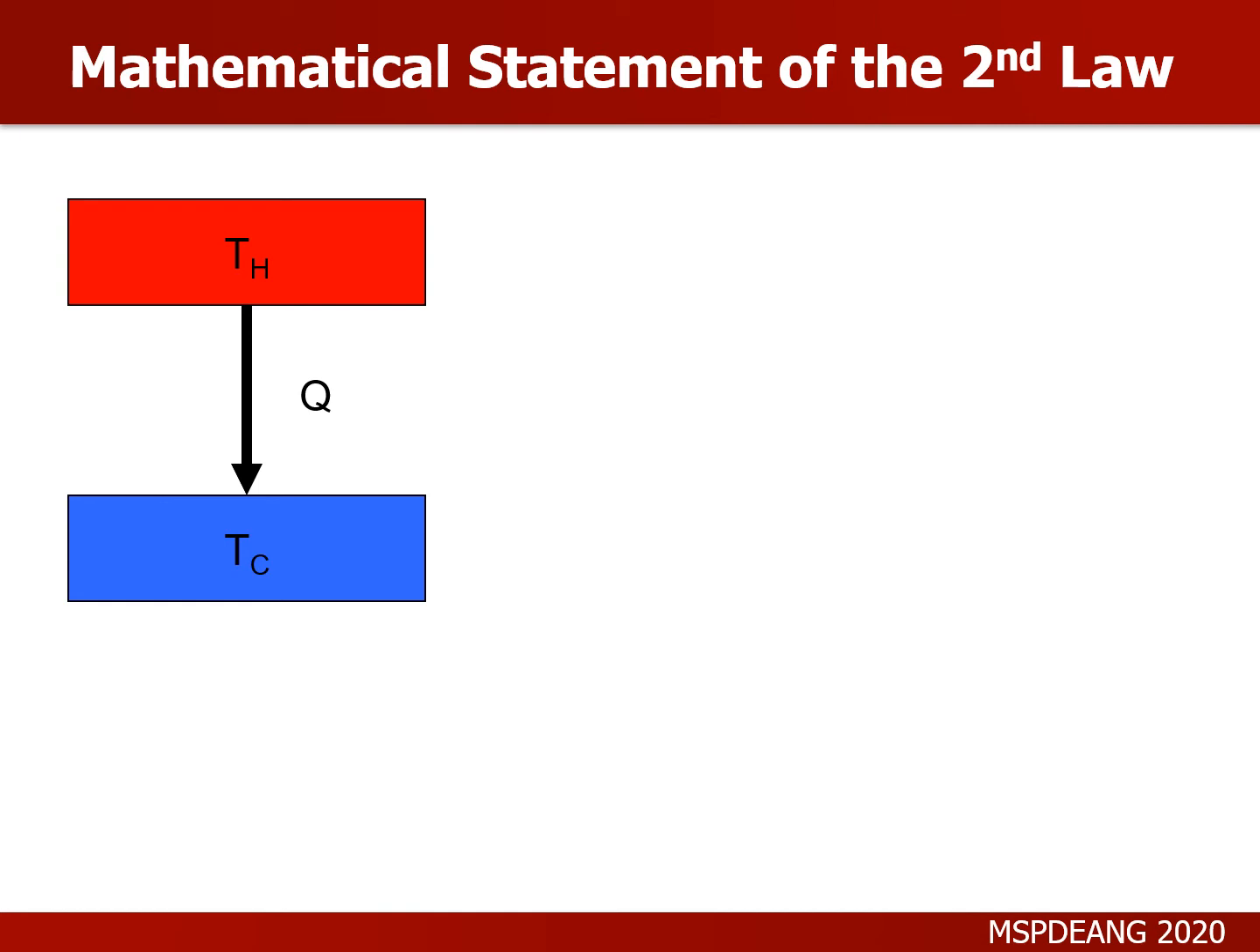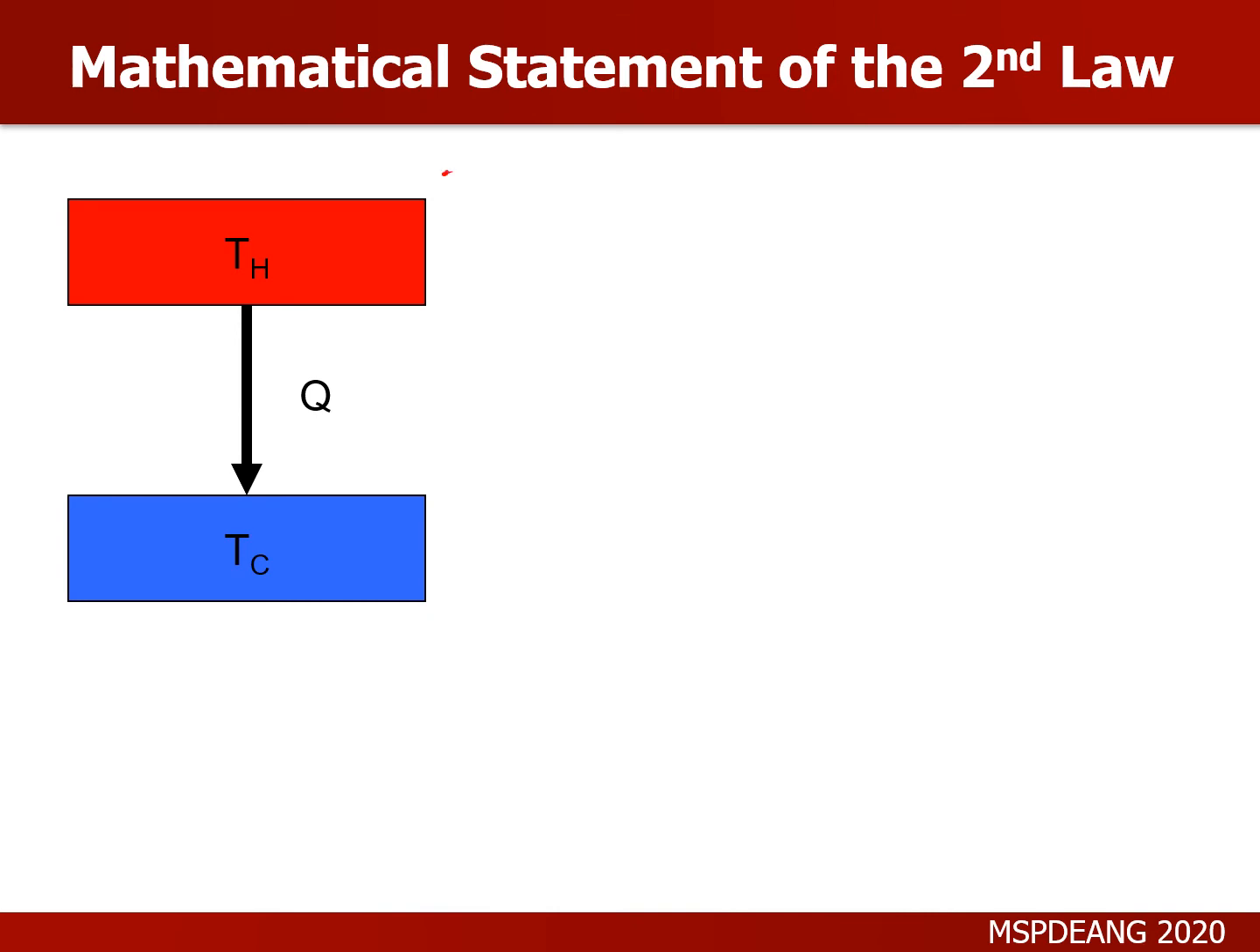ano ngayon yung significance nito on the second law of thermodynamics? Okay, so let's try to now formulate a mathematical statement of the second law of thermodynamics. In order for us to do that, consider this scenario. Meron tayong hot reservoir, we have a cold reservoir, and naturally, heat will flow from the hot reservoir to the cold reservoir. Okay? So, by energy balance, equal dapat yung Q na lalabas sa hot reservoir sa Q na papasok dito sa cold reservoir.